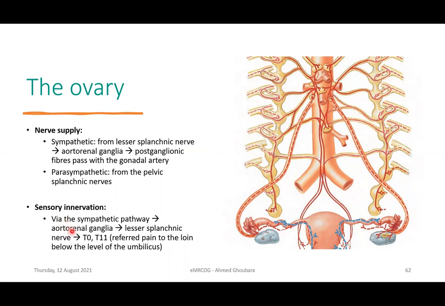Sensory innervation is via the sympathetic pathway, the aorticorenal ganglia, lateral splanchnic nerve, T10 and T11. So, referred pain. This is why the referred pain in the ovary is around the umbilicus. Important, it's not iliac pain. Any pain in the ovary itself, as long as it does not affect the obturator nerve, will be referred around the area of the umbilicus because of the referred pain via the lateral splanchnic nerve, T10, T11, which is the dermatomes around the umbilicus. Is this correct, guys? Is this clear?